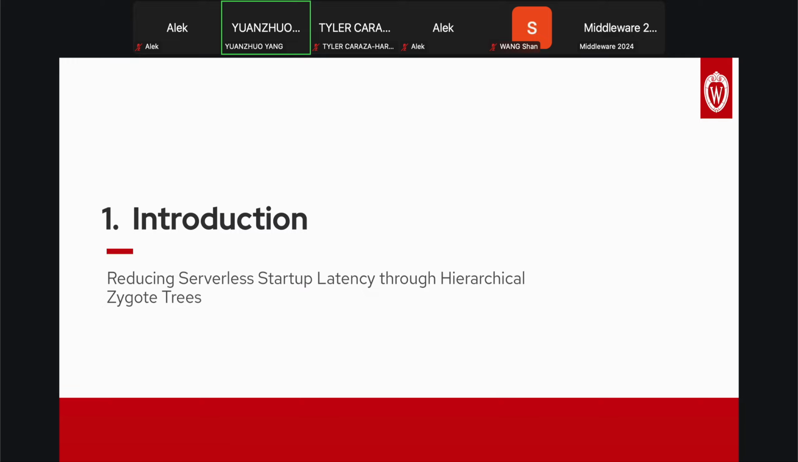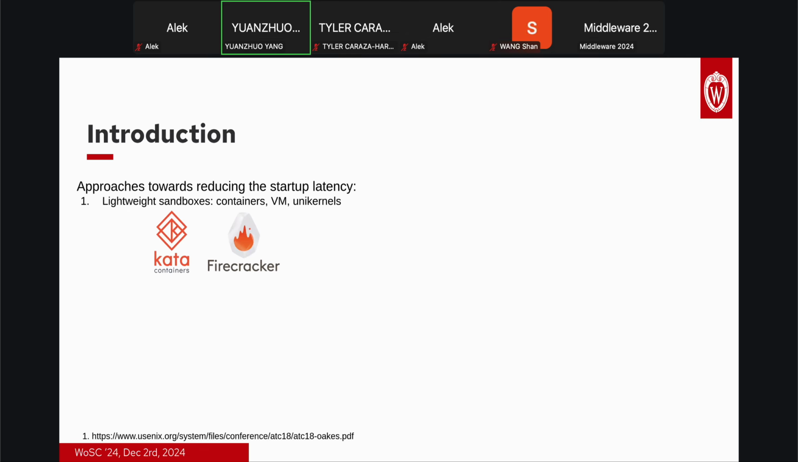Now I will introduce the concept of hierarchical Zygote trees and how they can reduce the latency of serverless applications. Approaches to reducing startup latency can be divided into two categories. First is lightweight sandbox mechanisms, including containers, virtual machines, and unikernels. The second is initializing processes inside the sandbox, like sock zygotes. Now let me explain the concept of sock zygotes and how the hierarchical tree leverages zygote-based sandboxing.